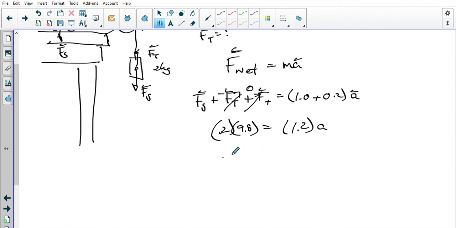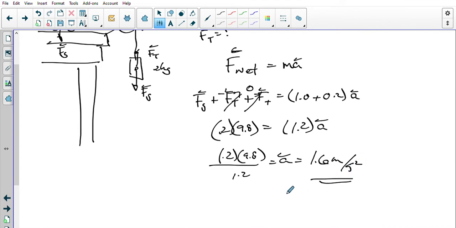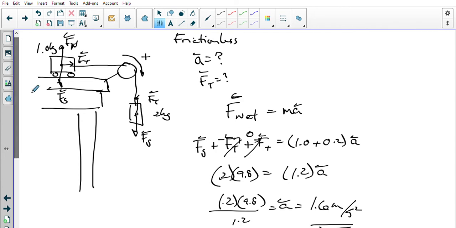And so now we'll have 0.2 times 9.8 over 1.2, and that's equal to A. 0.2 times 9.8 equals 1.96 divided by 1.2. That's equal to 1.63333 repeating meters per second squared. There is the acceleration. All right, so now we need to calculate what the tension is. So this object here is accelerating at 1.6 meters per second squared down. This object up here is accelerating at 1.6 meters per second squared towards the right. Which one do you want to choose to do? Doesn't really matter. This has two forces that are along the acceleration line. This has only one. Let's do this one.